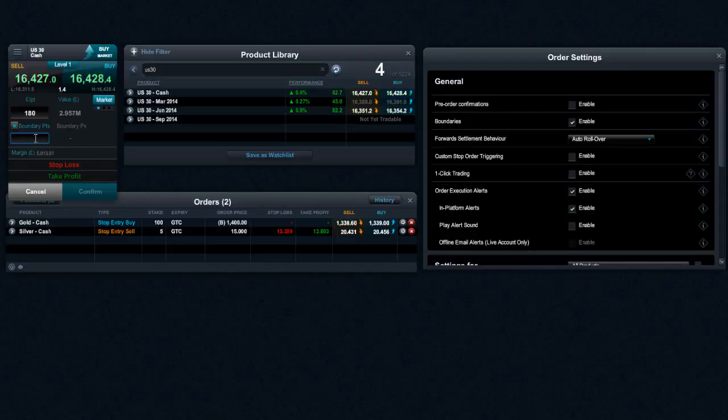And what the boundary order does is allow you to stipulate that if the execution price is greater than 0.1 points away from my screen price, then reject the trade. I don't want to get in. And that's essentially what boundary orders are for.